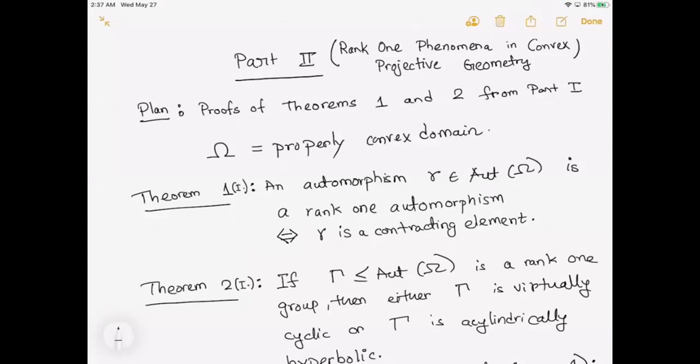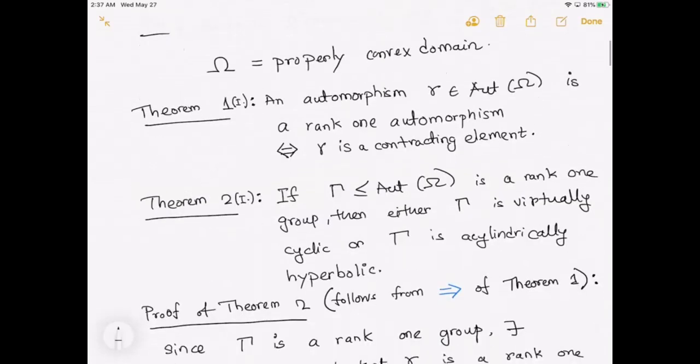Theorem 1 states that an automorphism gamma in the automorphism group of Omega is a rank 1 automorphism if and only if gamma is a contracting element. Theorem 2 states that if Gamma is a discrete subgroup of the automorphism group of Omega and Gamma is a rank 1 group, that is, Gamma contains a rank 1 automorphism, then either Gamma is virtually cyclic or Gamma is an acylindrically hyperbolic group.